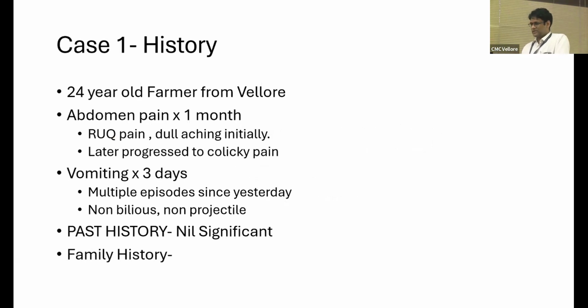So these are two cases that I thought would give you an overview of what we're going to discuss today. The first one is a 24-year-old farmer who presented to us with a history of abdomen pain for 1 month, which was in the right upper quadrant. It was dull aching initially and then later progressed to episodes of colicky abdomen pain. Later on, he had vomiting for about 3 days. That's what brought him to the hospital, which was multiple episodes since the day before his presentation. It was non-bilious, non-projectile vomiting. His past history is not significant.